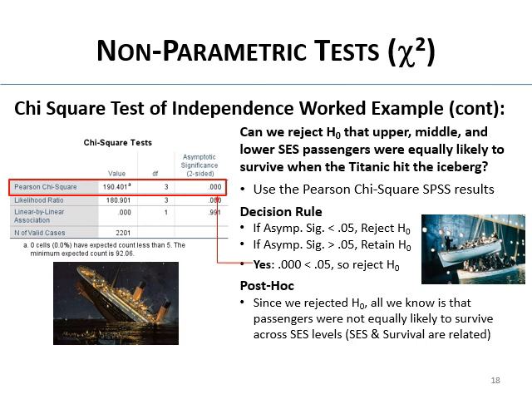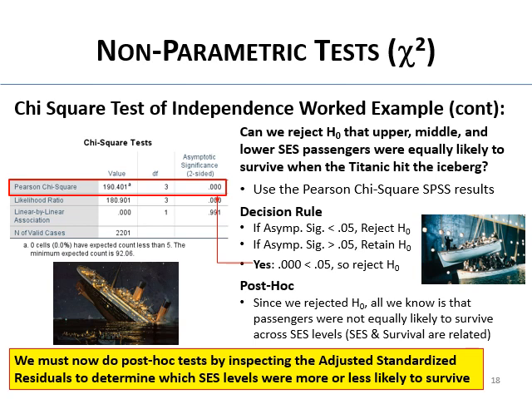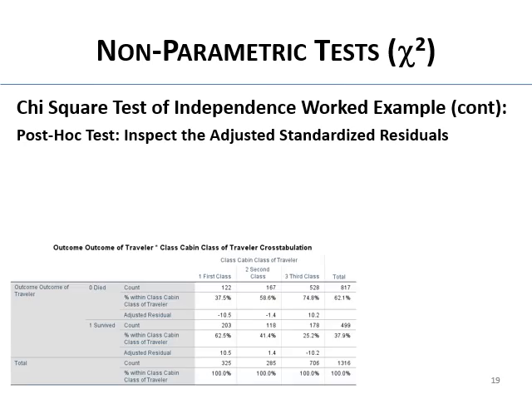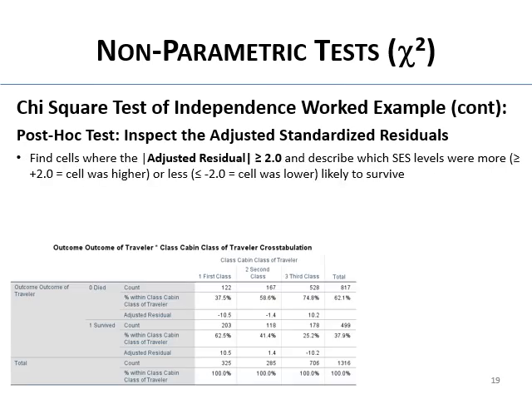So who was more likely to survive? Well, now we've got to do post hoc tests by inspecting the adjusted standardized residuals to determine which SES levels were more or less likely to survive. That's the next slide. So we're going to inspect the adjusted standardized residuals, and they're actually already in this table. I don't know if you noticed them. They're in the rows called adjusted standardized residuals.